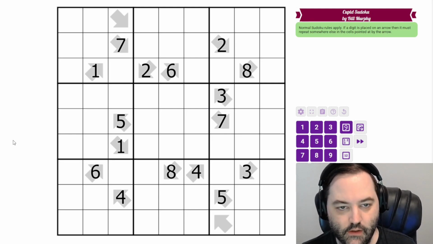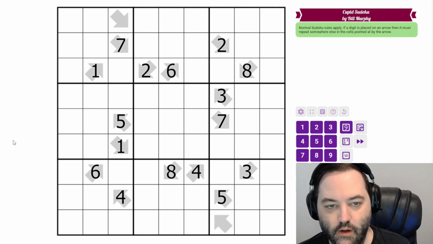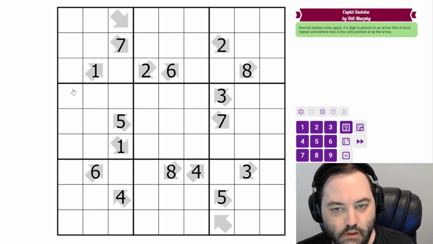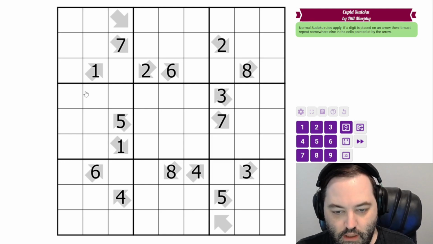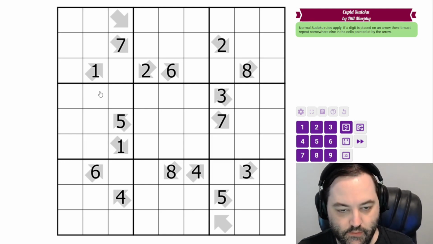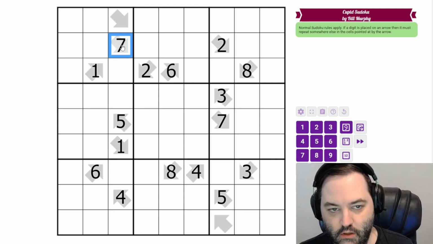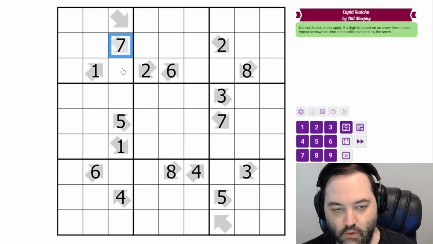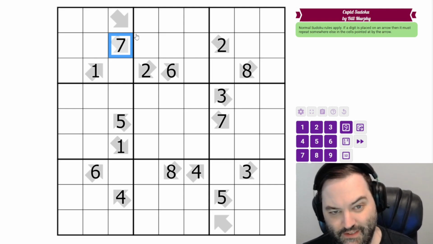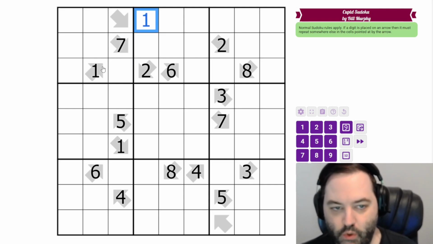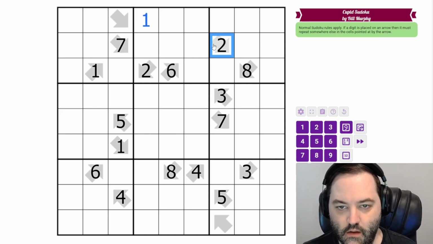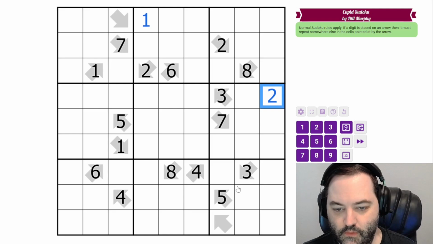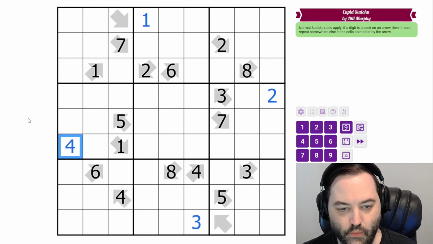Bill has given us most of the digits on the arrows. There are a couple we're going to have to figure out. But we want to start with the arrows that aren't pointing at very many cells. So this one, the arrow is only pointing at these two cells. And this can't be a 1. It's in the same box, but also it's a 7. So the only place for 1 pointed at by this arrow is this cell. You can do the same with 2 here, 3 here, and 4 here.